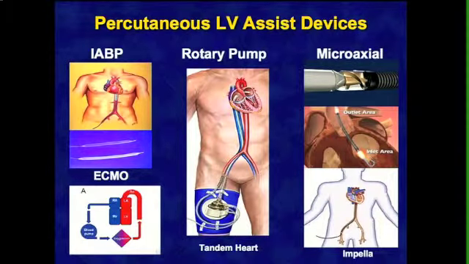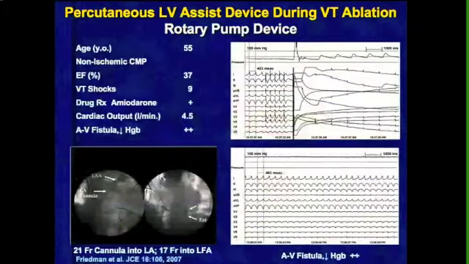And then ECMO. ECMO pulls it out of the left atrium, or the right atrium, and puts it back in through the aorta. And it does a pretty darn good job of oxygenation, and a surprisingly good job of pumping, even though I don't really know that I like to call it a pump. So this is the first TandemHeart device that we did.